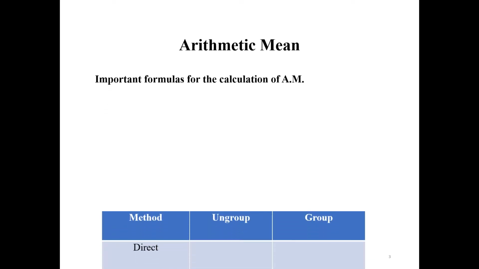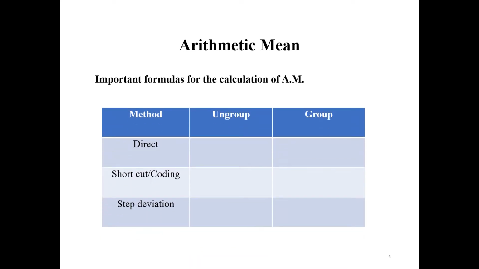Here are some basic formulas to find arithmetic mean by using different methods. First of all, direct method, a very common method, x bar is equal to sum x divided by n. Shortcut or coding method, x bar is equal to a plus sum d divided by n. And in step deviation method, we can find x bar is equal to a plus sum u divided by n multiplied by h, where d is equal to x minus a, a is any arbitrary value from your data set, and u is equal to x minus a over h.